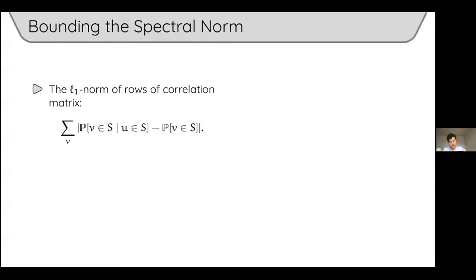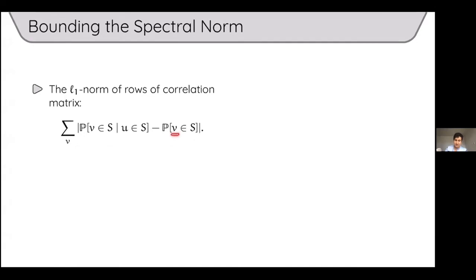Okay, so now the strategy we have for bounding the spectral norm of the correlation matrix here is by bounding the L1 norm of the rows of the correlation matrix. So this is the more precise version of the property I showed you earlier.